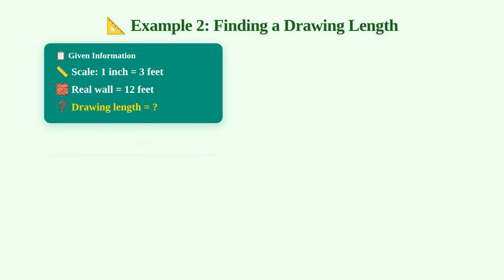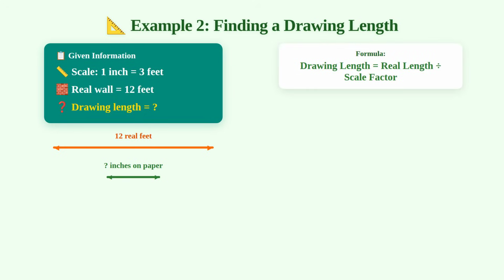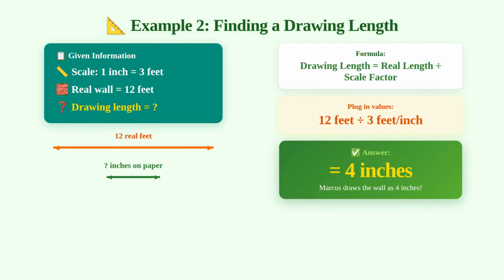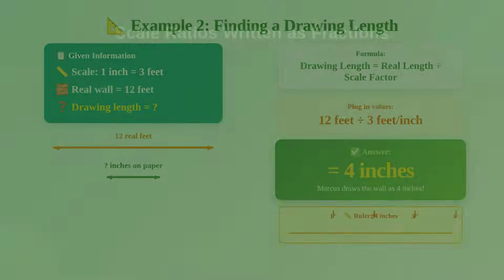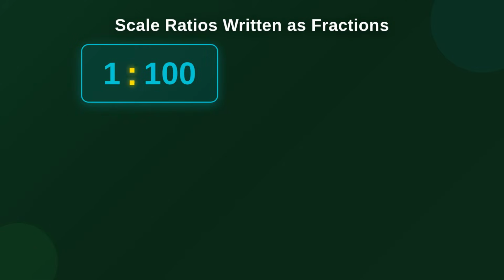Now let's go the other direction, from real life to the drawing. Marcus wants to draw his bedroom wall, which is 12 real feet long. His blueprint scale is 1 inch equals 3 feet. How long should he draw the wall? We use drawing length equals real length divided by scale factor. That's 12 feet divided by 3 feet per inch. 12 divided by 3 equals 4. So Marcus draws the wall as 4 inches on his blueprint. Perfect. It fits right on his paper.